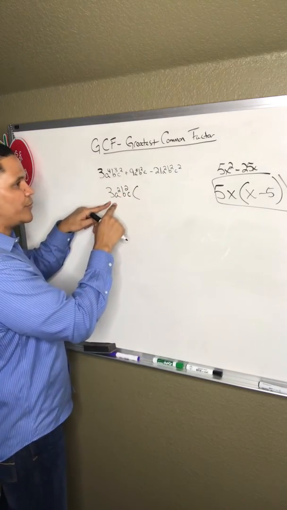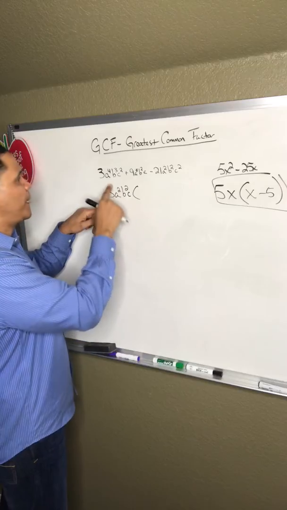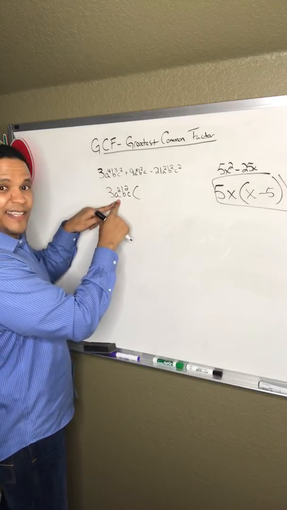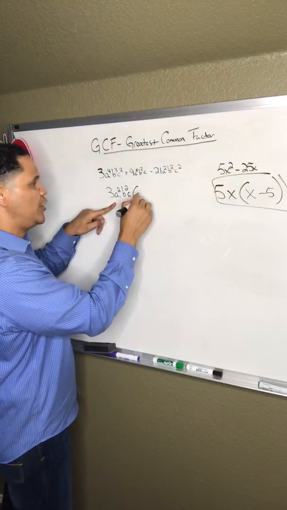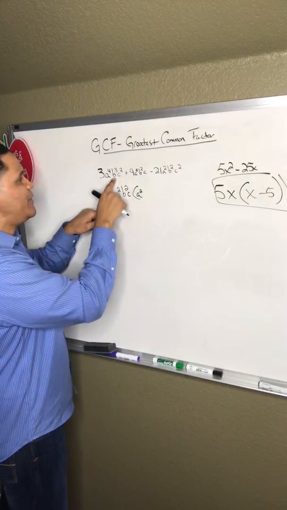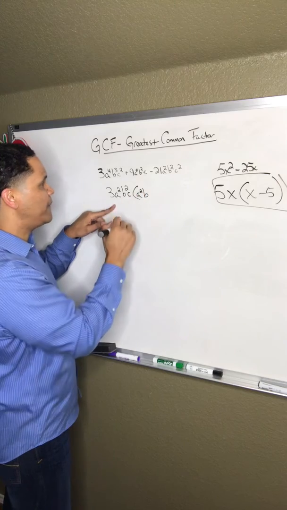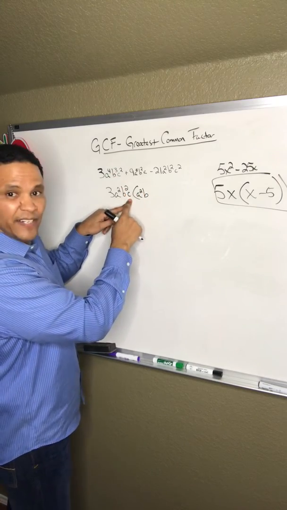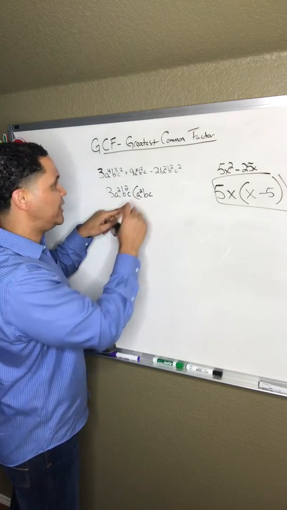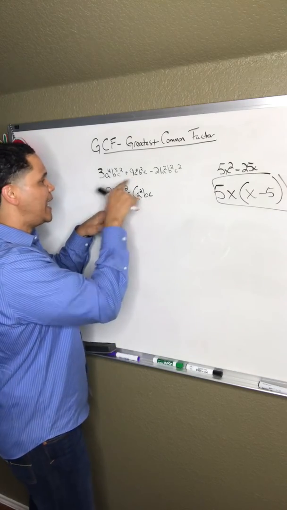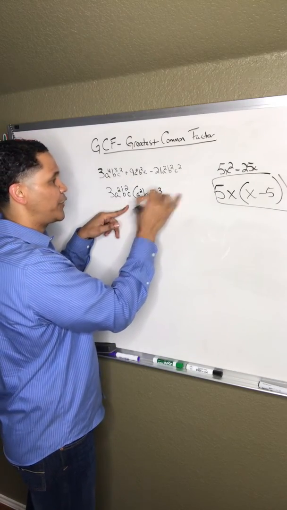What's 3 divided by 3? 1, which we don't have to write. If we have 4 a's here and 2 a's here, how many a's do we have left? 2 a's, or a squared. If we have 3 b's here and 2 b's here, how many b's do we have left? 1 b. And if we have 2 c's here and 1 c here, how many do we have left? 1 c. Next, 9 divided by 3 is 3.